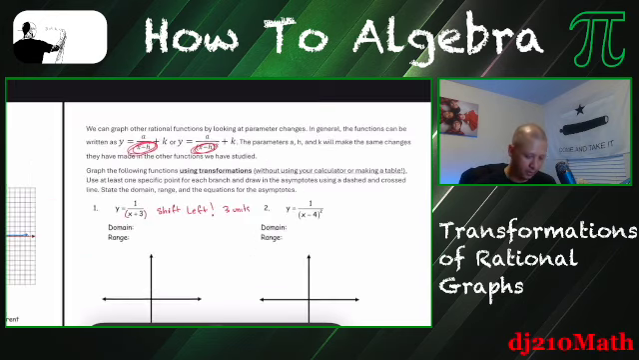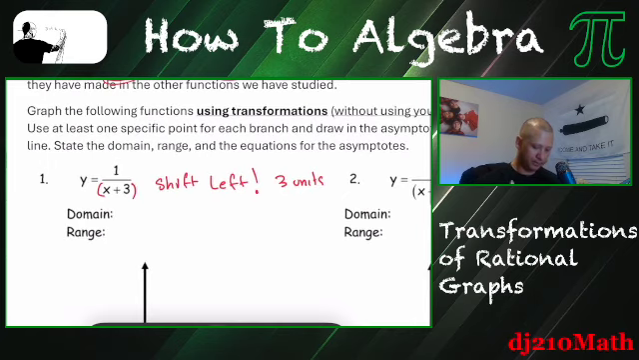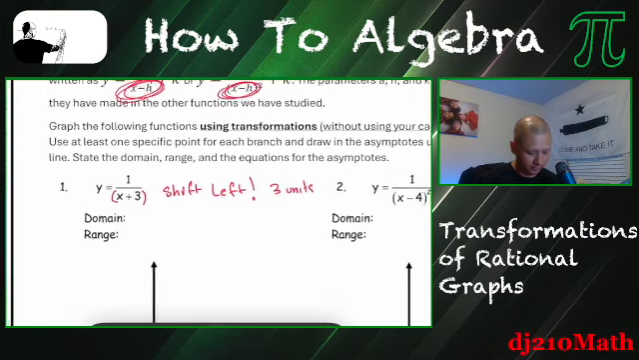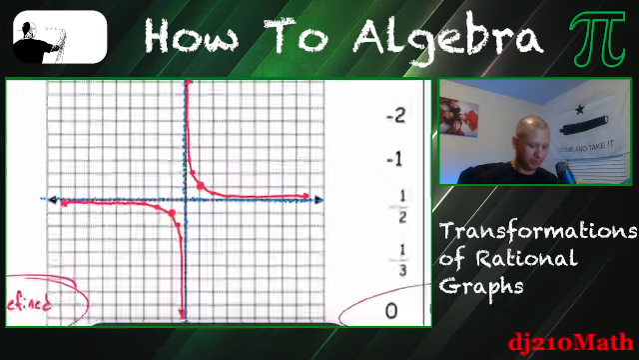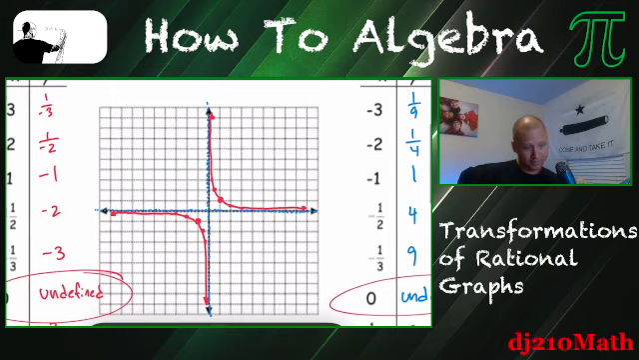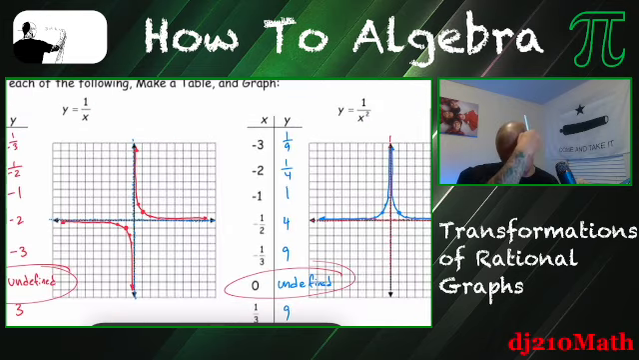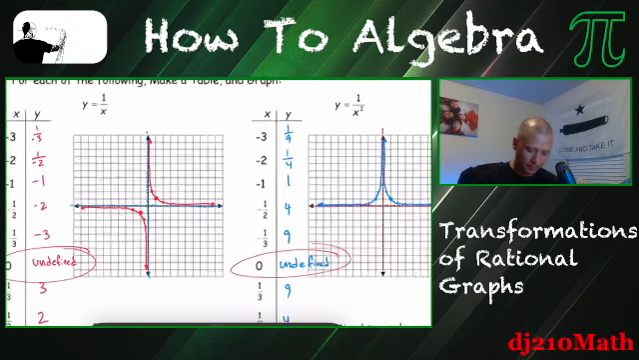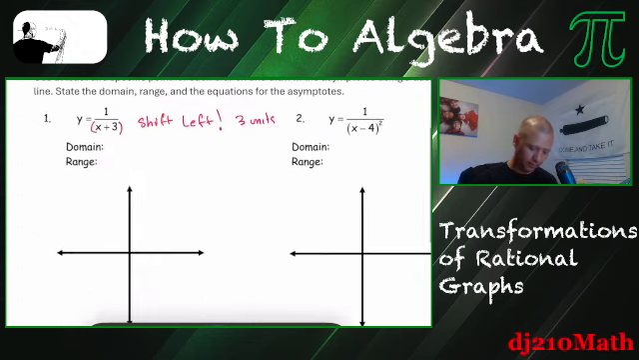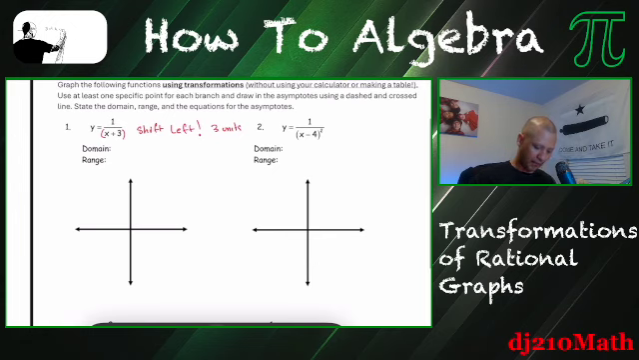Notice this is just 1 over x plus 3, not x squared. So it's going to be this version. We take this and shift it left 3 units. The asymptote, which was normally at x equals 0, goes left 3. So here's the asymptote. The horizontal asymptote doesn't change.